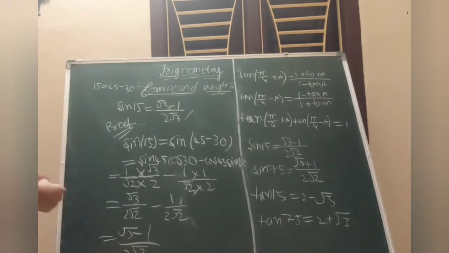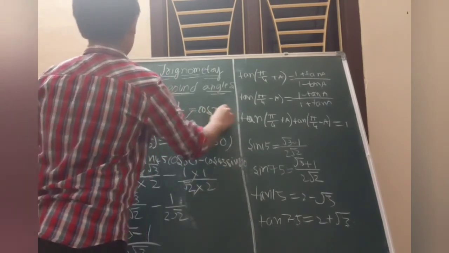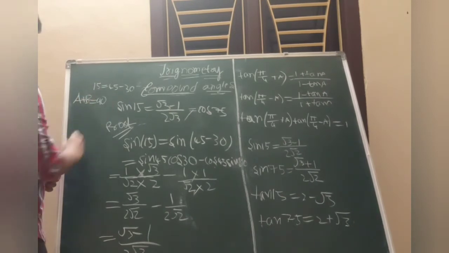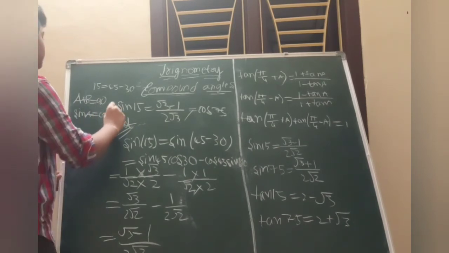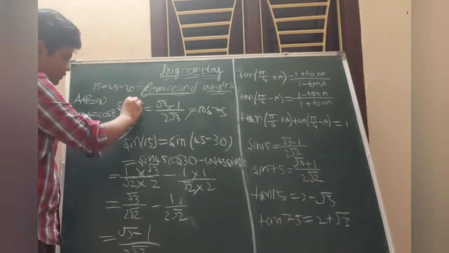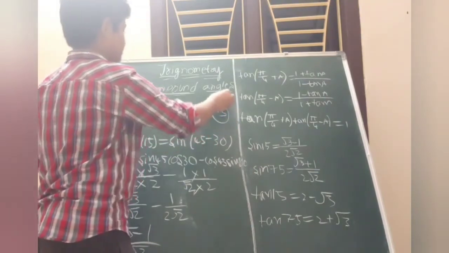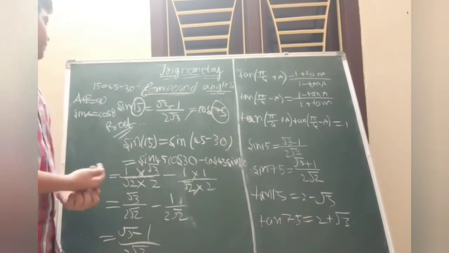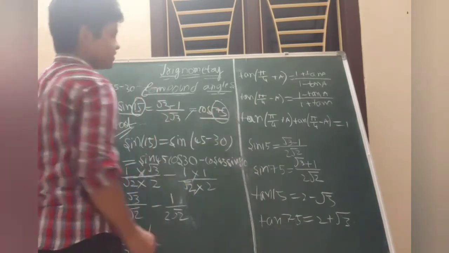So we can write sin 15 as cos 75, because we know that if a plus b is equal to 90, sin a is equal to cos b. So here if we observe, if we add these two angles 15 and 75, it becomes 90. So sin a is equal to cos b. From here it is proved that sin 15 is equal to cos 75.